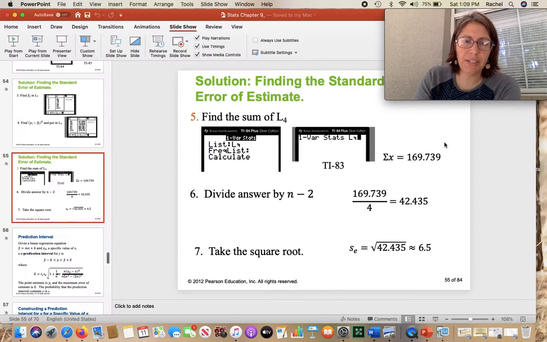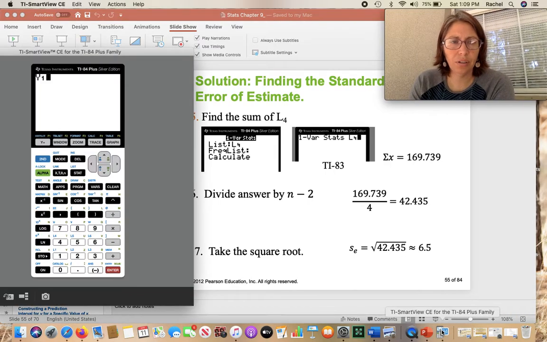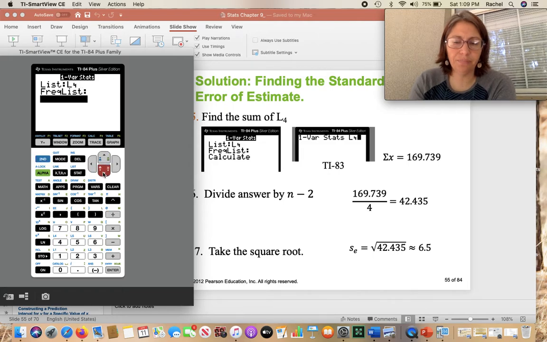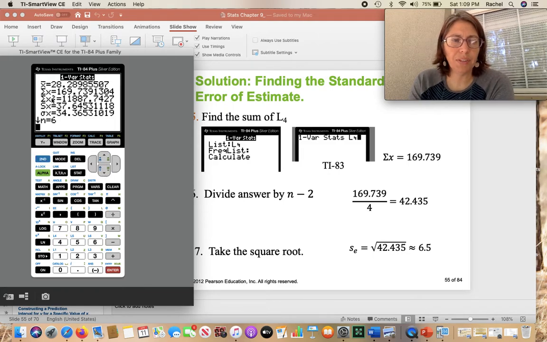So if you want to see that, I can show you. You can stat, go over to calculate, one variable stats. I'm going to tell it list 4, second number 4, and we're going to calculate. Okay, so we want the sum of the x's. That is the sum of the values in that particular list. Now we're not calling them x's, but that's what it is.